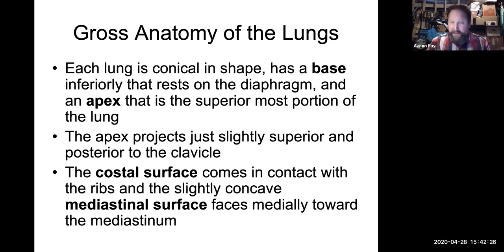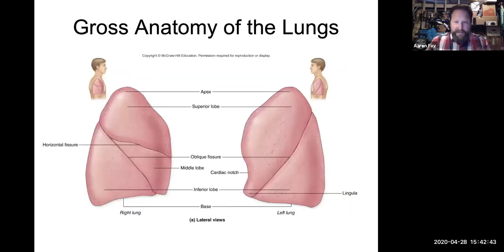The costal surface of the lung refers to the part of the lung that is in contact with the ribs. So the anterior surface, the posterior, and the lateral surface are going to be in contact with your rib cage. The mediastinal surface is going to be the medial face of the lungs, where it's going to be on either side of your heart.